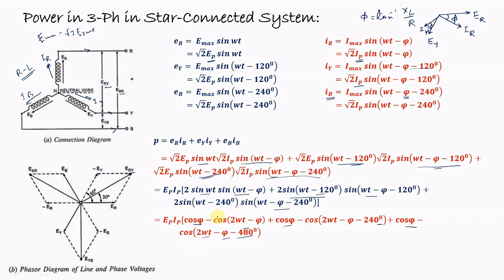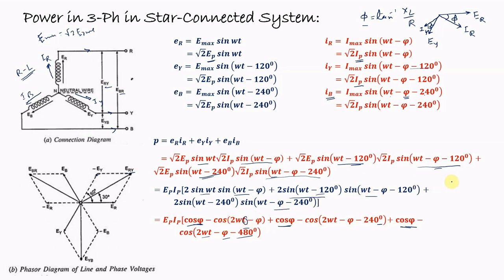Now here we can see that the cos phi value is a constant because phi is constant for a particular circuit. Therefore, the cos phi will be a constant value. All the cos phi values will be constant. But here the cos(2 omega t minus phi) depends upon time.